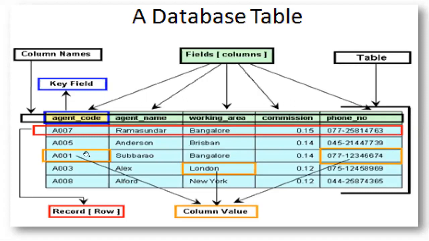Then, horizontally, we call it a record. The entire thing, for example A007, then ROM Sundar, Bangalore, 0.15, and then the phone number, the entire detail you save in the table, we call a record. Here the column names are given, these are the column or field names, and then you have the records. Each row is called a record. This is how we generally create a database table.